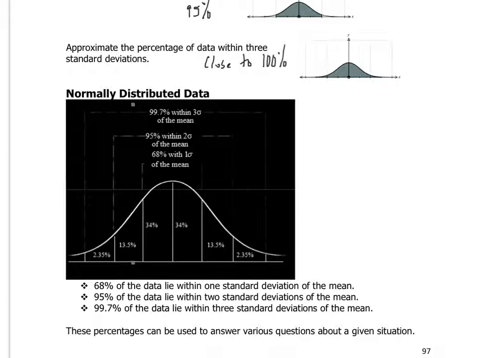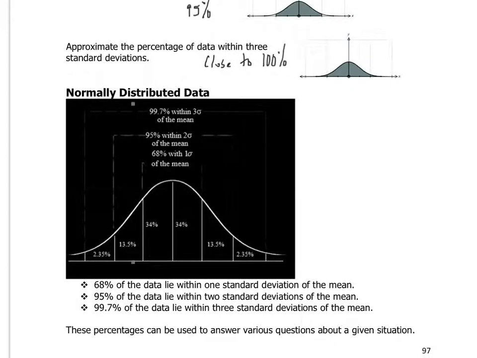Within 2 standard deviations would be this 34, and the two 13.5s. So if you add all of those up, that adds up to 95% of the data, which I think was what we said. And the last one, within 3 standard deviations of the mean, is 99.7% of the data. If you add up all these percentages, the 2.35, the 13.5, and the 34 on both sides, you would end up with 99.7% of the data lying within 3 standard deviations of the mean. And that's close to 100%, obviously, so our estimates were pretty good.